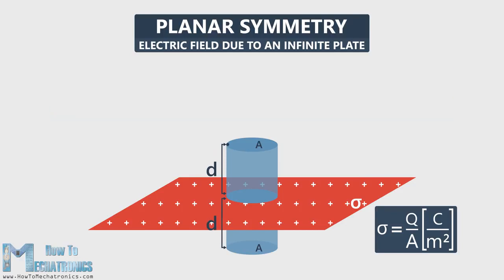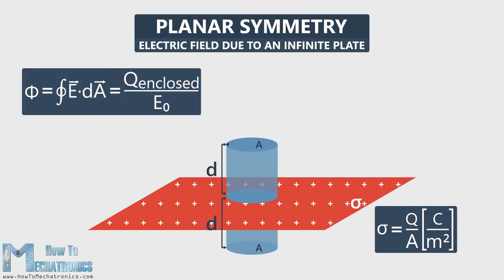Now that we met the symmetry requirements, we can calculate the electric field using Gauss's law. We are not going to have any horizontal components of the electric field, only vertical coming out of the two end caps. σ is equal to the charge divided by the surface, and from this equation we can see that the charge Q is equal to σ times the area.